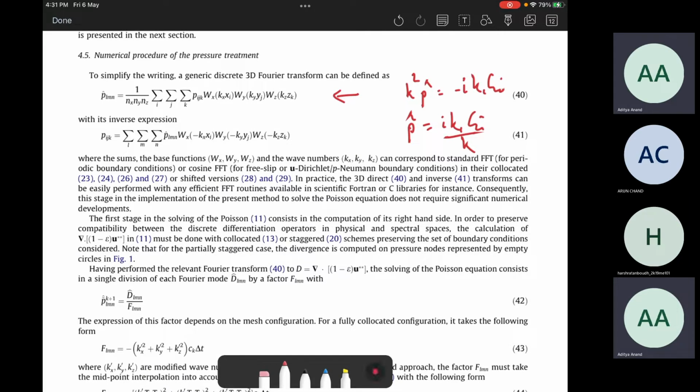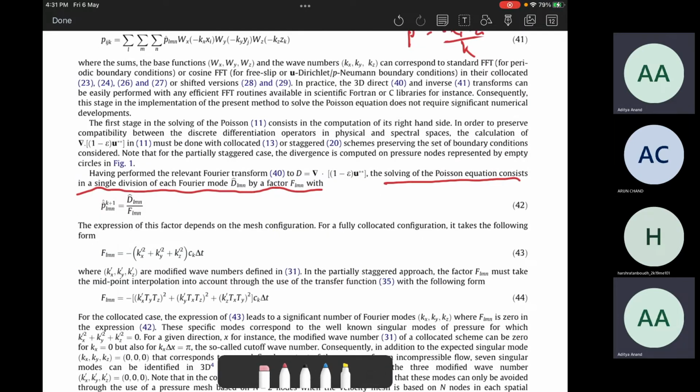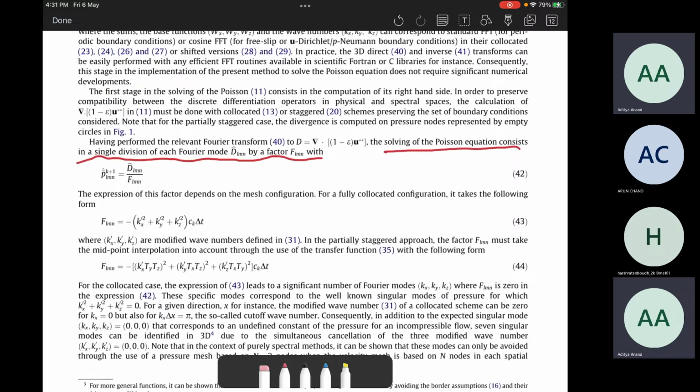Here it says that solving the Poisson equation consists in a single division of each Fourier mode by a factor. So they solve the Poisson equation in Fourier domain.